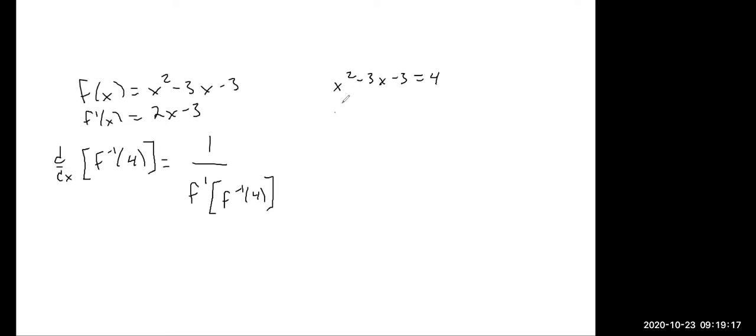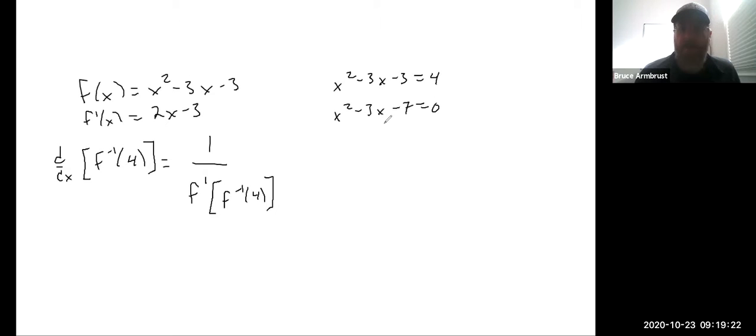Yeah, that makes sense. Okay, so now subtract my 7. I've got a quadratic, and I need to solve this one. It doesn't look like it factors, but that doesn't scare us off, right? So we get good old negative b plus or minus the square root of b squared minus 4ac all over 2a. So we have 3 plus or minus root 37 all over 2.